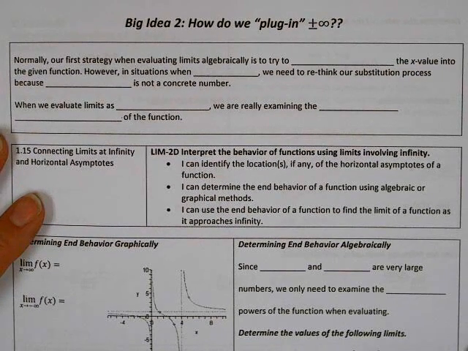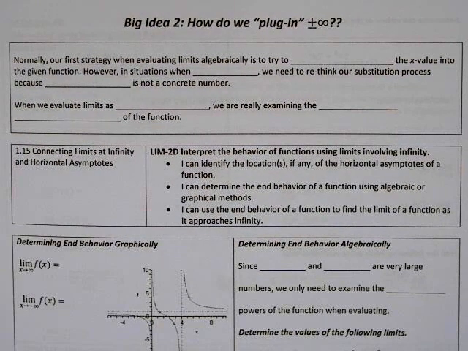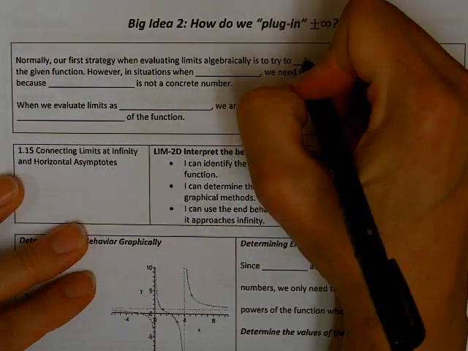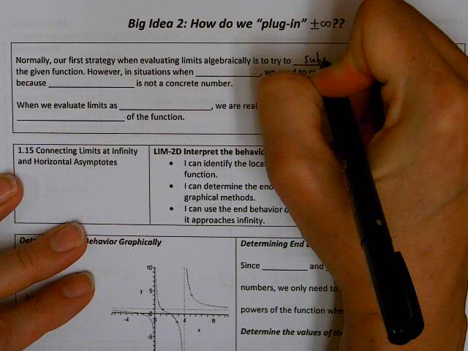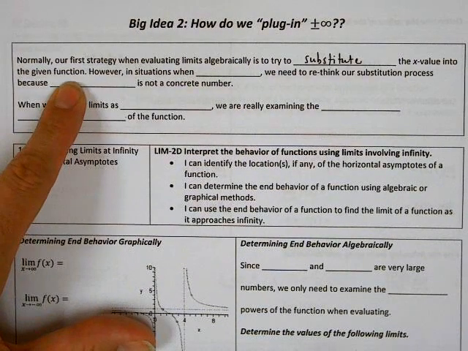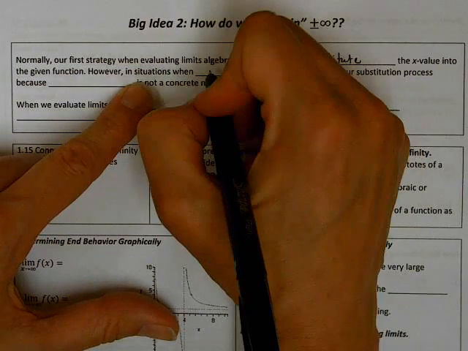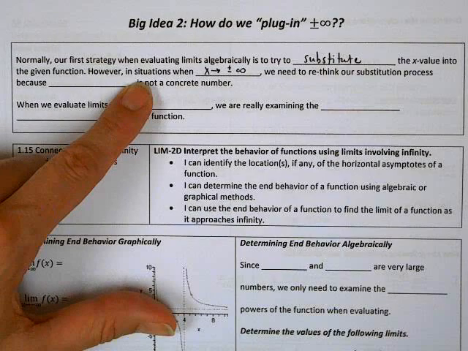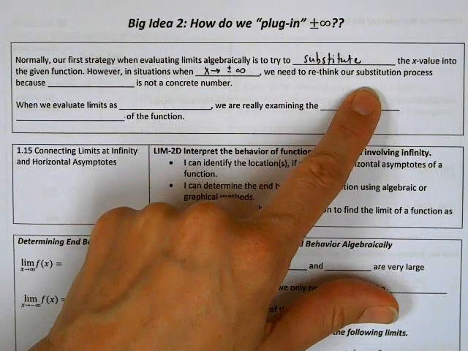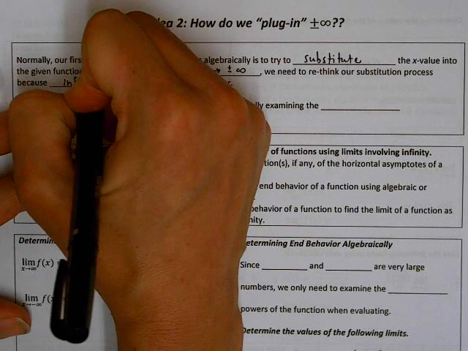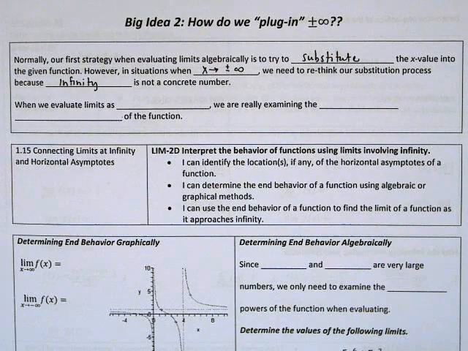Now, this is really asking how do we plug in positive or negative infinity? So normally our first strategy when evaluating limits algebraically is to try to substitute the x value into the given functions. However, in situations when x is approaching either positive or negative infinity, we need to rethink our substitution process because infinity is not a concrete number. It's not something we could just plug in.